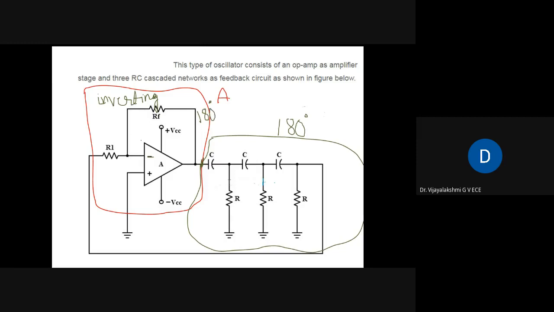So now, since the selected amplifier is going to introduce a phase shift of 180 degrees, we have to select a feedback network such that it also gives me 180 degrees, such that the overall phase shift in this loop, that is this feedback loop, should be 360 degrees or 0 degrees. So hence, I am getting 360 degrees. So from this circuit, you are able to get the sustained oscillations.